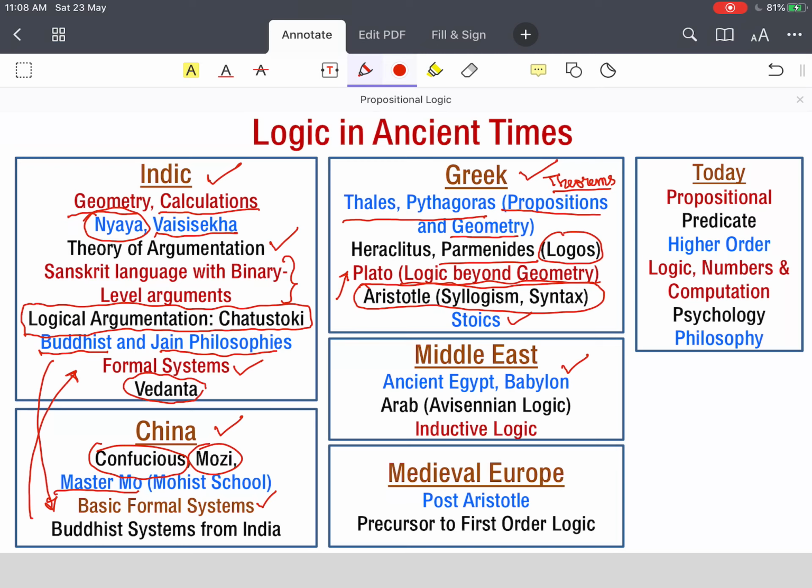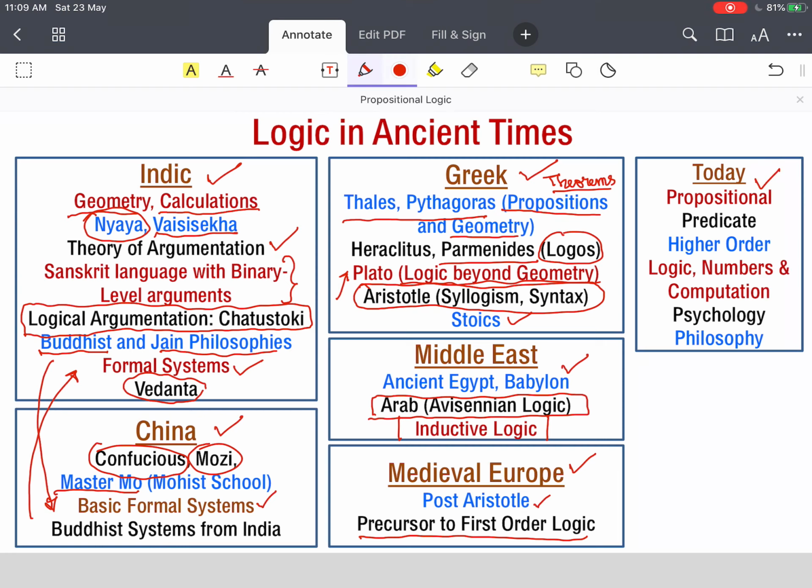The Middle East, both ancient Egypt and Babylon, through their constructions had a deep geometric, mathematical and land calculation logic. However, the Arabs, with a series of great logicians, developed over the Aristotelian logic system into what was known as the Avicennian logic, and they were the first to look at concepts like inductive logic. At the same time, in medieval Europe, post-Aristotle logics developed, and a precursor to the first order logic that we shall do in subsequent lectures also developed.